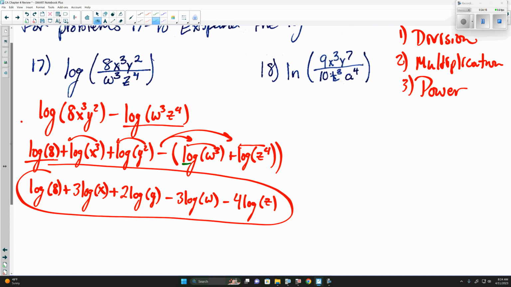Any questions on 17 or 18? Do we feel good with these two? Because 18 is not any different, except instead of writing log, we're just writing ln. Nothing changes.